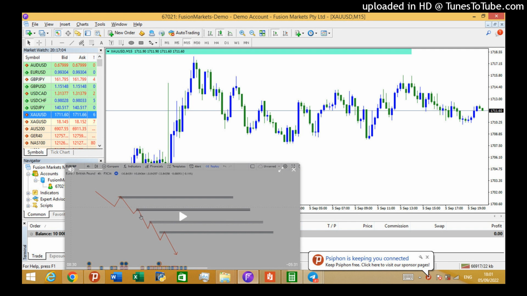Whatever it may be, there's always going to be a fundamental catalyst, especially on the higher time frames, for the market to go from price A to price B. And again, I mentioned this earlier on, so please be aware.